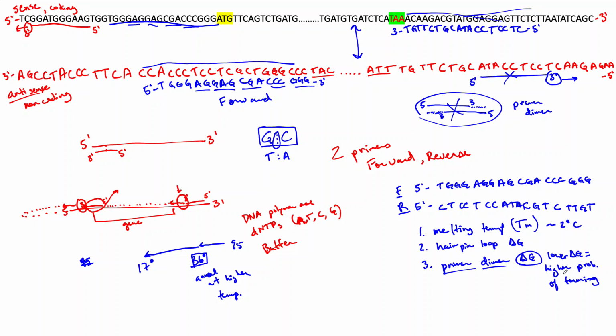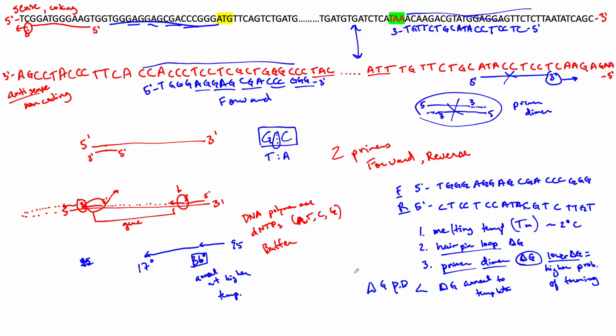And so if I put my primers into a calculator and find that the delta G for primer dimer formation is lower than it is for annealing to the template, so let's say the delta G for primer-dimer formation is lower than the delta G for annealing to the template, then that would mean that I'm more likely to get primer-dimers than I am the primer annealing to the template properly.